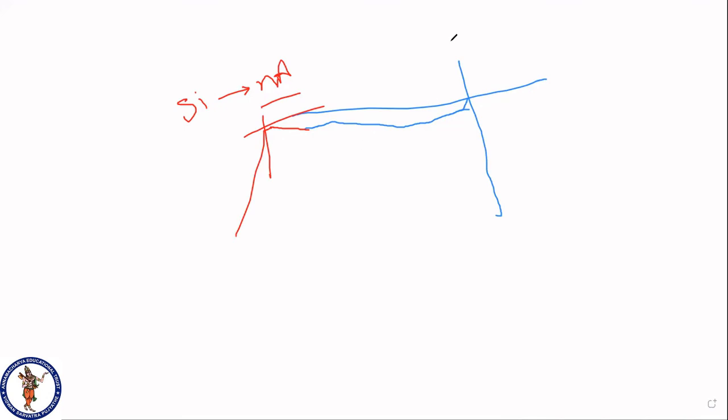So far we have talked about the PN junction diode in forward bias and reverse bias, and the IV characteristics. Now the next topic is how the PN junction diode can be replaced. How can we replace the PN junction diode in our problems?